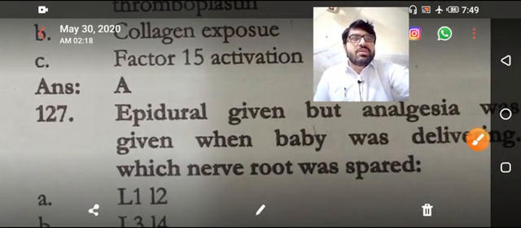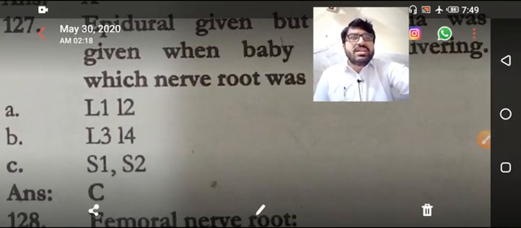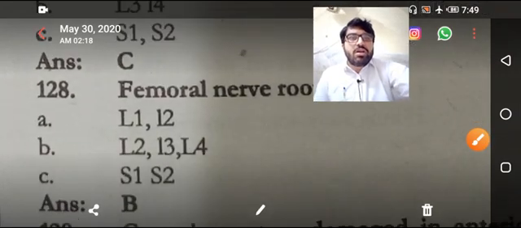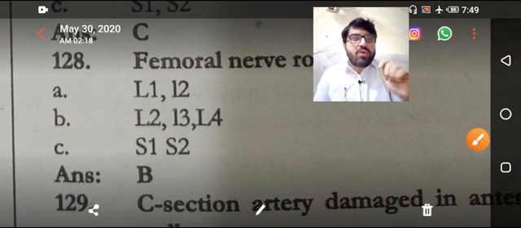Epidural will give analgesia when the baby was delivered. Which nerve root was spared? S1, S2. S1, S2 is the right answer. Femoral nerve root, that is L3, L4, L5. The key is right.